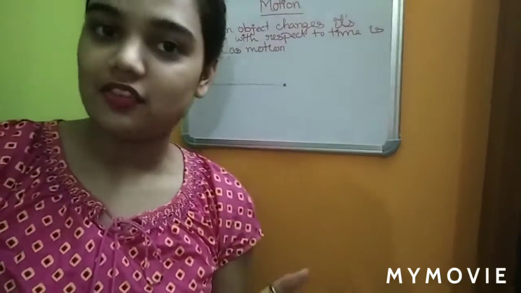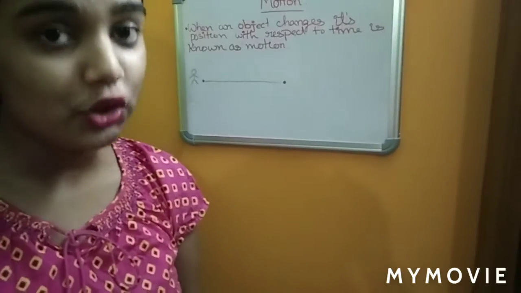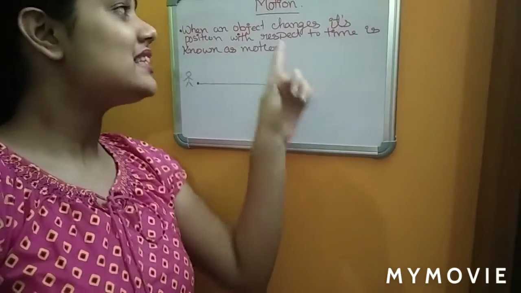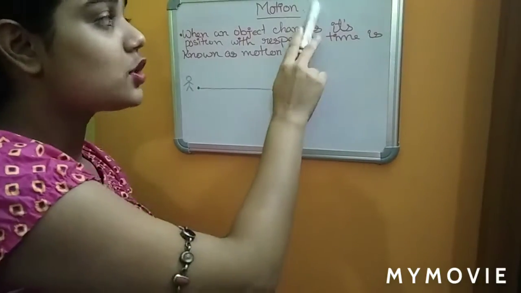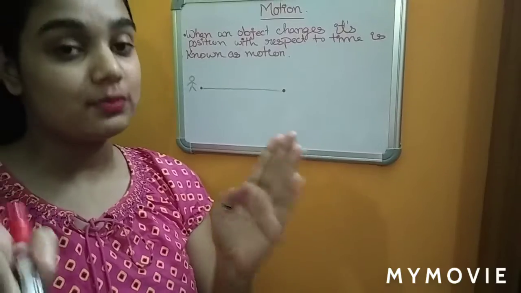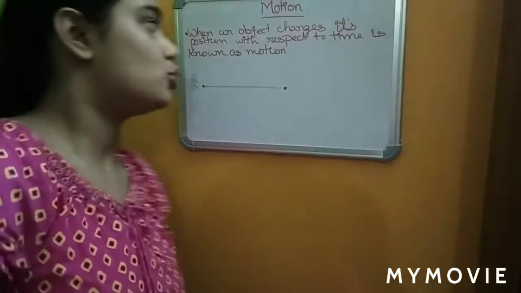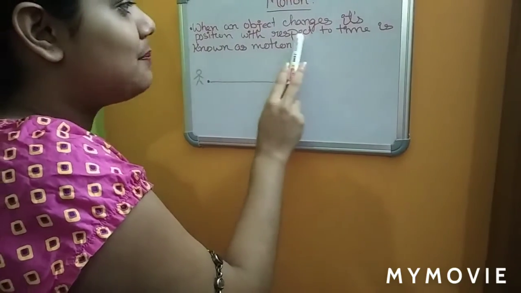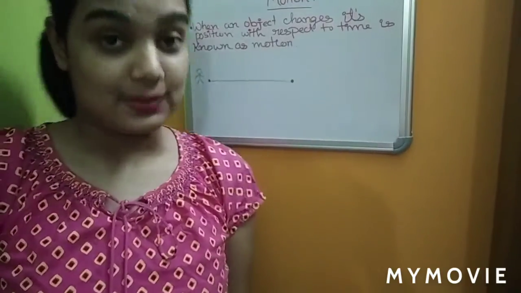Today I'm going to start with a new topic. So what is our topic? Our topic is motion. Now, seeing this term motion, what is the first question that arises in our mind? Well, the question is, what is motion? So I'll tell you what is motion. When an object changes its position with respect to time, it is known as motion.